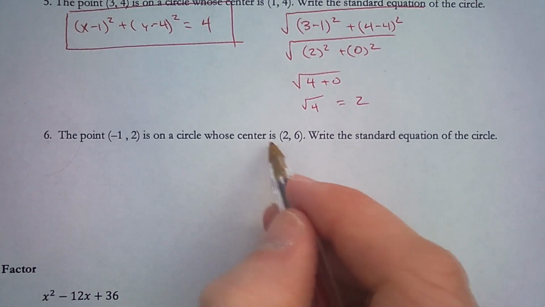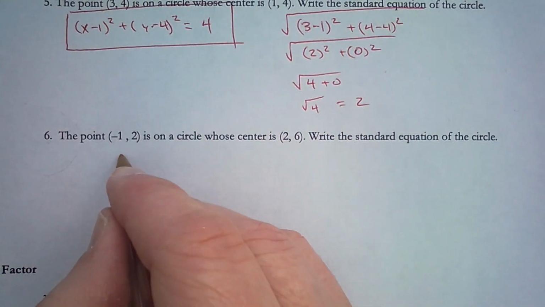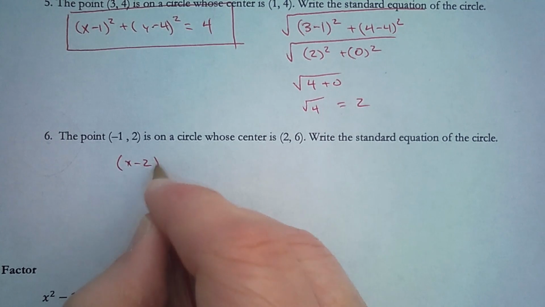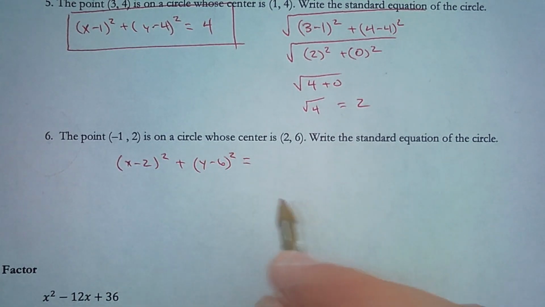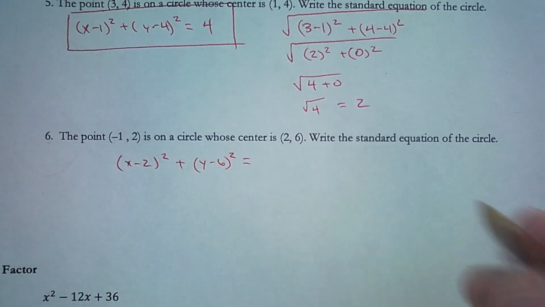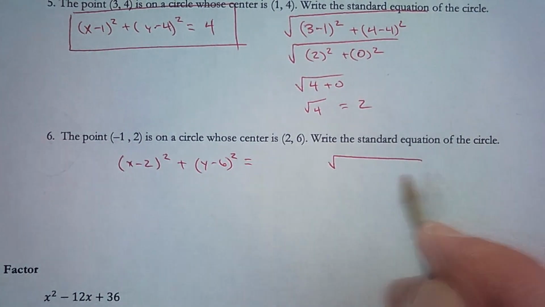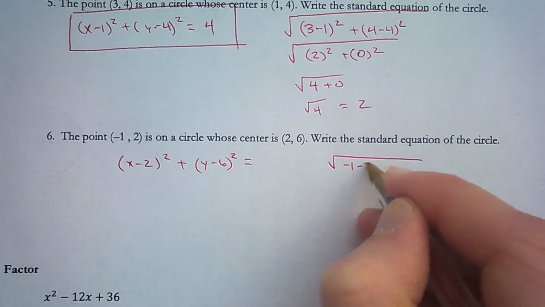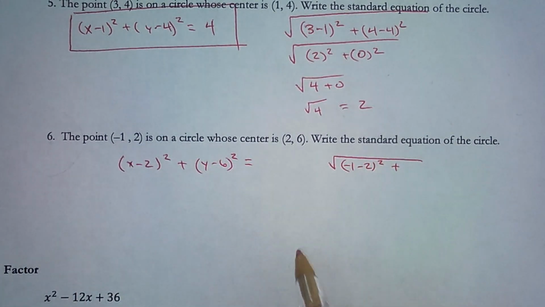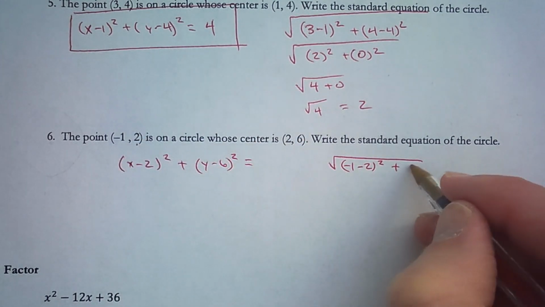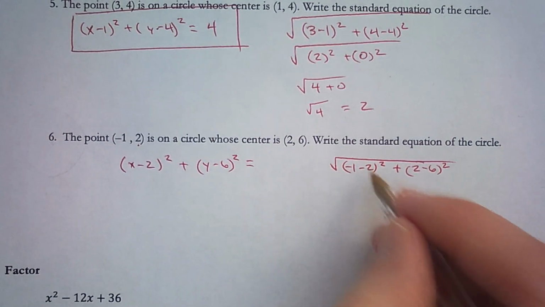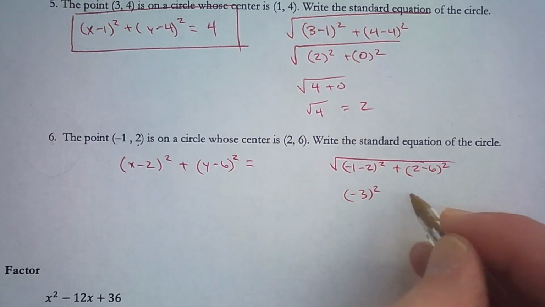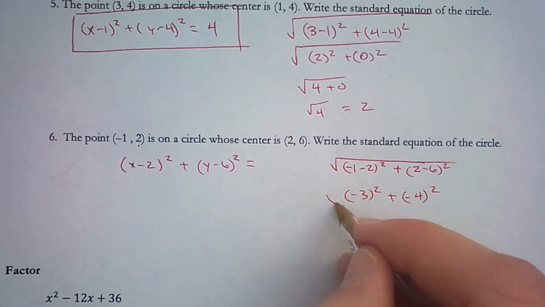Okay, the next one, the easy part, we take that center and put it into the equation. x minus 2 squared plus y minus 6 squared equals, and then we have the radius squared, so we do the square root of x minus x, negative 1 minus 2 squared, plus y minus y, 2 minus 6 squared. Negative 1 minus 2 is negative 3 squared. 2 minus 6 is negative 4 squared.